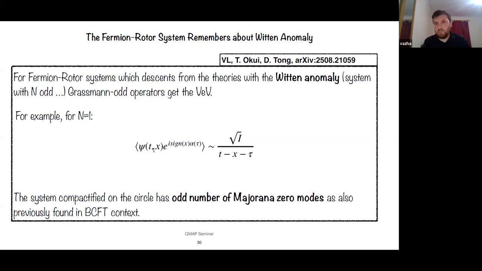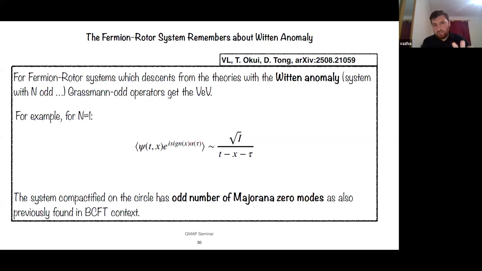because we cannot break gauge charge spontaneously. In BCFT, you cannot do an equivalent calculation because you don't have the rotor. But what you can do in BCFT is compactify this system on the circle, and then you will find that this compactified system has an odd number of Majorana zero modes. That usually also signals the fact that this system has some thickness.